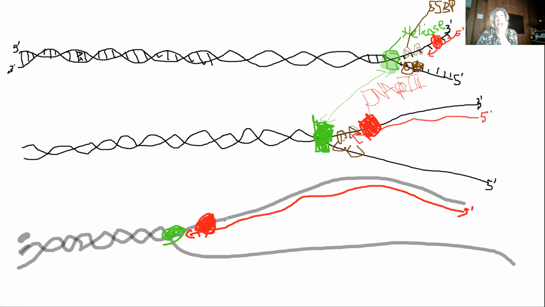Okay. The complementary strand, this strand here that I haven't made a copy of yet, that strand is a lot more difficult to actually copy.